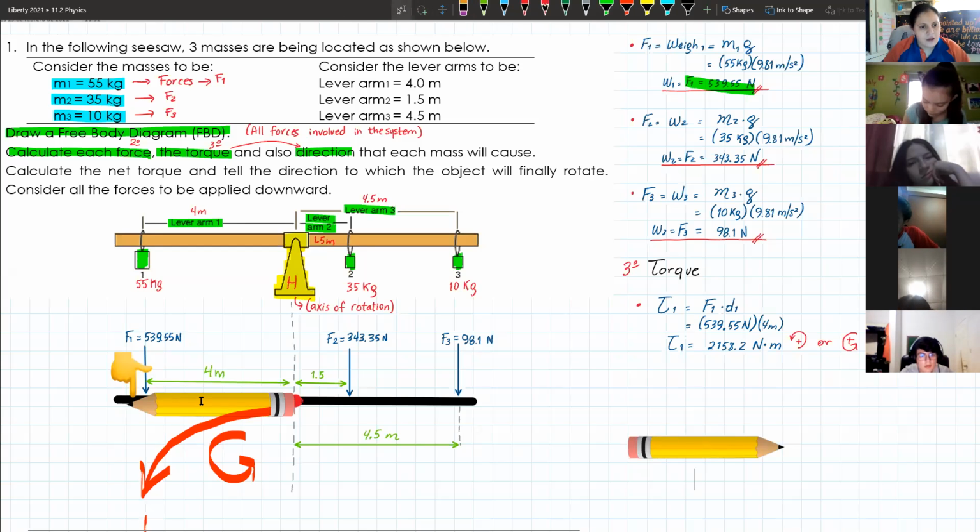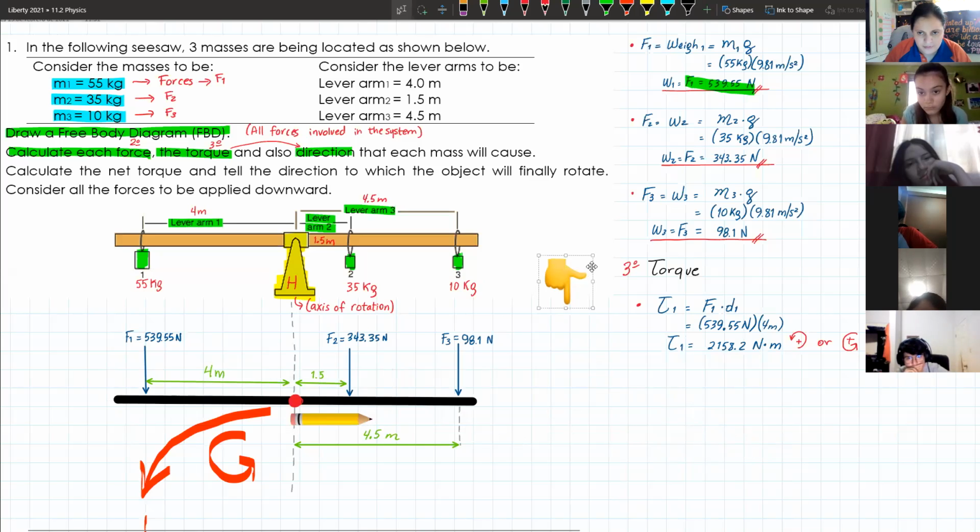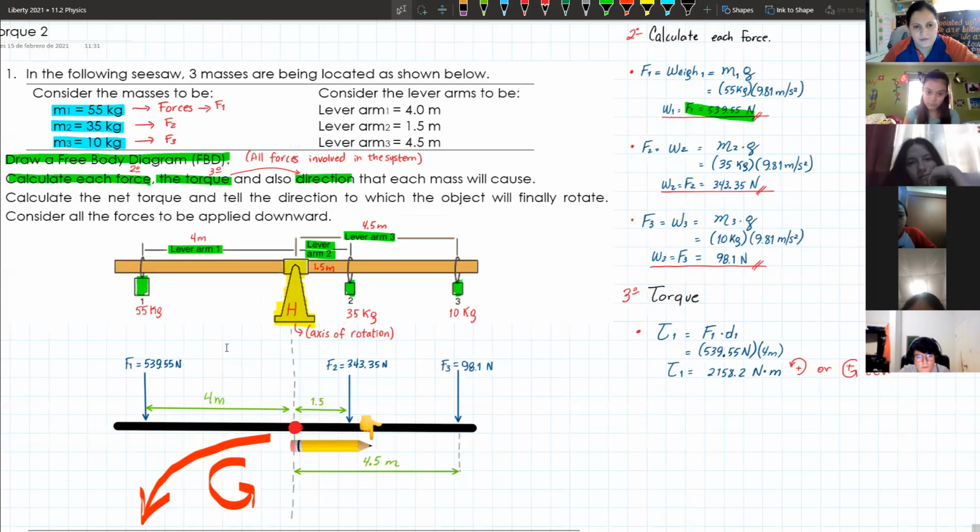Take a look. We already finished with the first one, so I'm going to delete this pencil. And now I'm going to work with the force number 2. So I'm going to put my pencil here. Remember, the hinge goes with the pencil. If you do this with the other force, in what direction is the pencil rotating? What direction is it going to cause right here? Clockwise. Here it is clockwise.